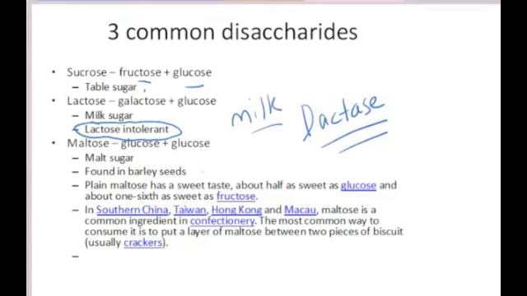Maltose is another common disaccharide. This is a little disaccharide made up of a glucose and a glucose, 2 glucose monomer units to make this disaccharide. It's also sometimes called malt sugar. It's found in barley seeds as the seeds are starting to break down the starch to provide energy to the plant. It has a sweet taste, but it's about half as sweet as glucose and about 1/6 as sweet as fructose. You've heard of malt, like malt liquor maybe, or malt in beer and stuff.